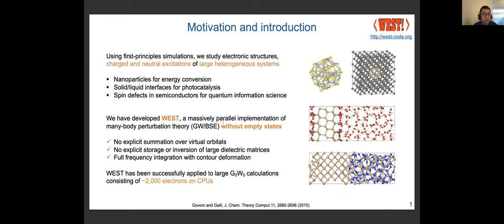What distinguishes West from conventional GW codes is that it uses a formalism that does not require any summation over empty orbitals. This summation is quite expensive, and it's avoided in West. And it does not require the storage or the inversion of very large matrices, which are widely used in conventional GW codes. So the CPU version of West scales very well on CPU-based supercomputers. For example, the largest GW calculation performed with West consists of over 2000 electrons.